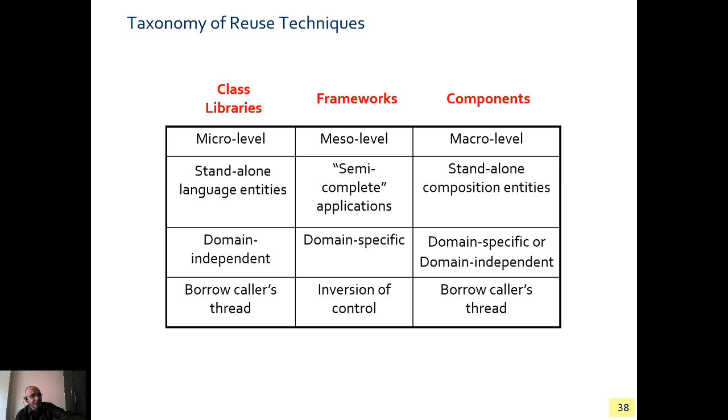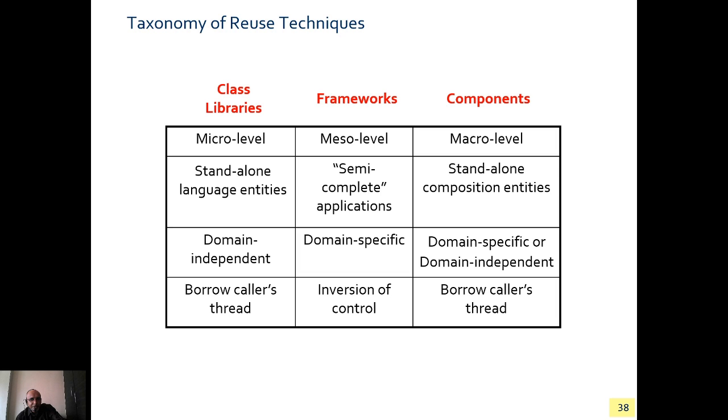We are coming towards the closure of this presentation on introduction to patterns. Class libraries, frameworks, and components. Class libraries work on a micro level kind of reuse, frameworks on a meso level, and components on a macro level. Just see to it, meso level means that frameworks are semi-complete applications. You have to complete them as far as your needs go. And for micro and macro, they are standalone composition entities, standalone language entities, because you will be using idioms in case of implementing the class libraries.